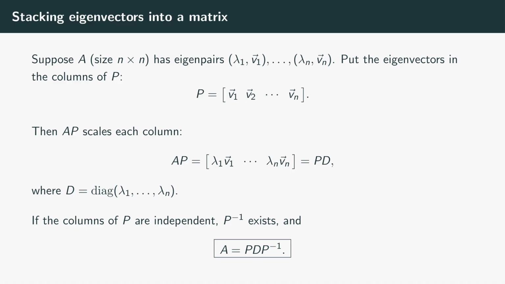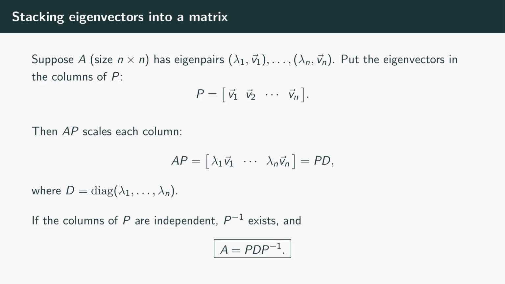Here is where P and D come from, and it is just bookkeeping. Suppose our n by n matrix has n eigenpairs, eigenvalue lambda 1 with eigenvector v1, and so on up to lambda n with vn. Build a matrix P by placing those eigenvectors as its columns side by side. Now look at A times P. Matrix times matrix works column by column, and A hits each eigenvector by scaling it. A times v1 is lambda 1 times v1, and so on.